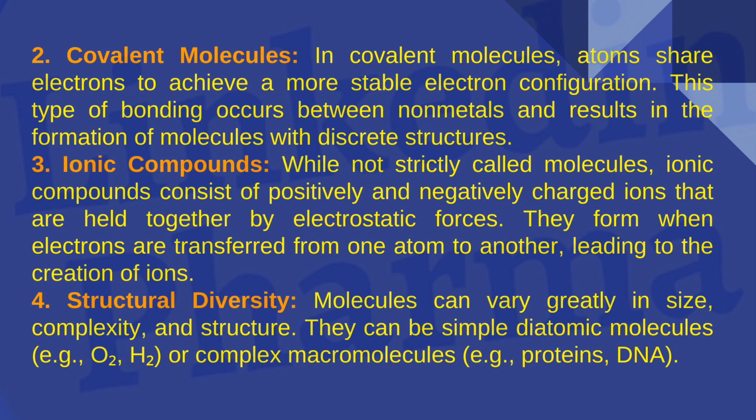3. Ionic compounds. While not strictly called molecules, ionic compounds consist of positively and negatively charged ions that are held together by electrostatic forces. They form when electrons are transferred from one atom to another, leading to the creation of ions. 4. Structural diversity. Molecules can vary greatly in size, complexity, and structure. They can be simple diatomic molecules, examples, O2, H2, or complex macromolecules, examples, proteins, DNA.